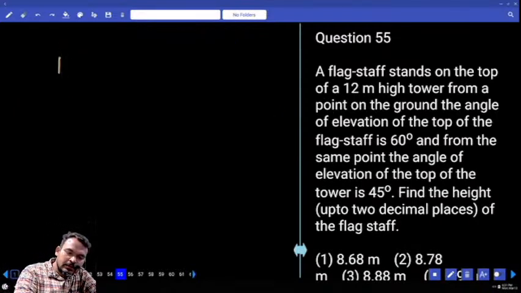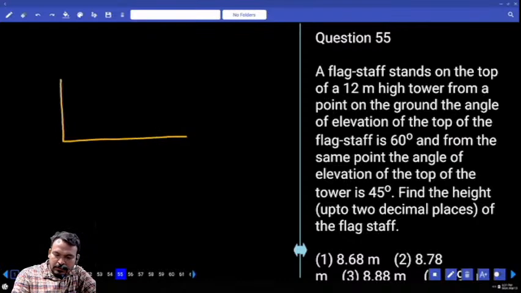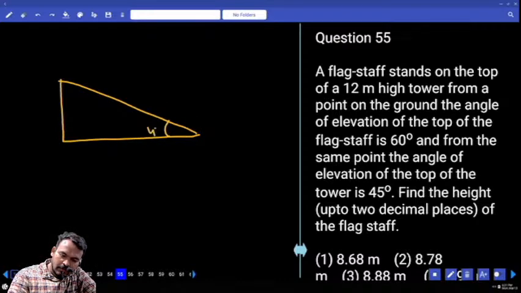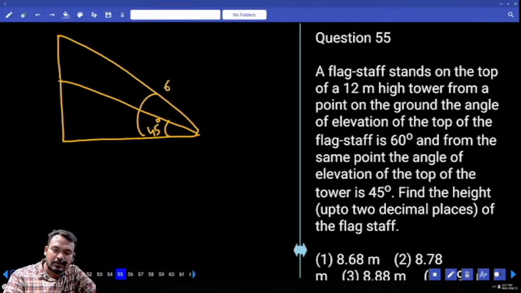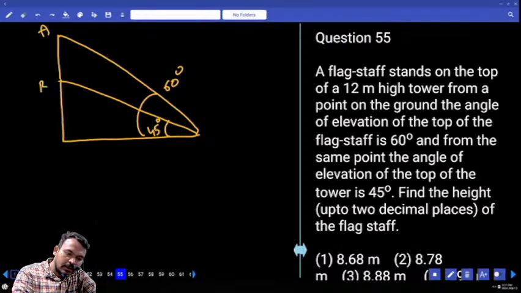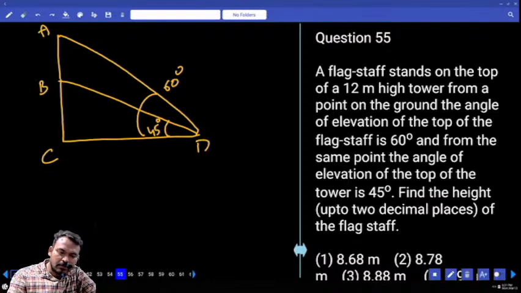And here, the first angle given is 45. Next, for the flagstaff, the second angle is 60. So the total angle is 60 degrees. A, B, C, D.